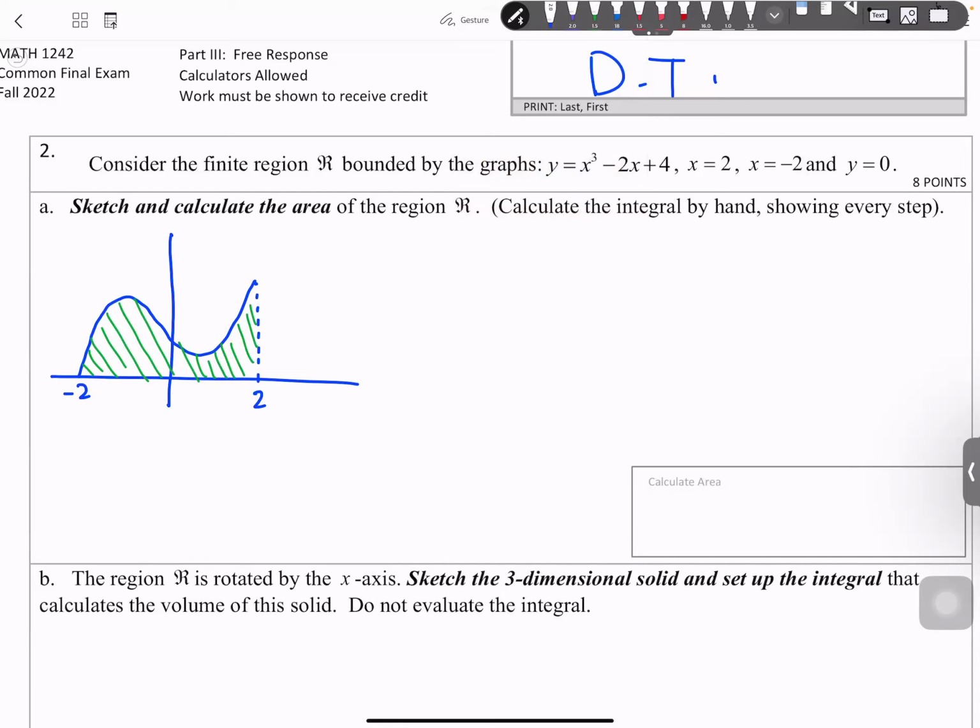Again, if we're looking for area, remember, area is going to be the integral of top minus bottom in this orientation. So here it's going to be the integral of x cubed minus 2x plus 4. The bottom is just the line y equals 0, so I'm not going to include that, but my bounds go from negative 2 to positive 2. So there are my bounds. Calculate the integral by hand, showing each step. There you have it.